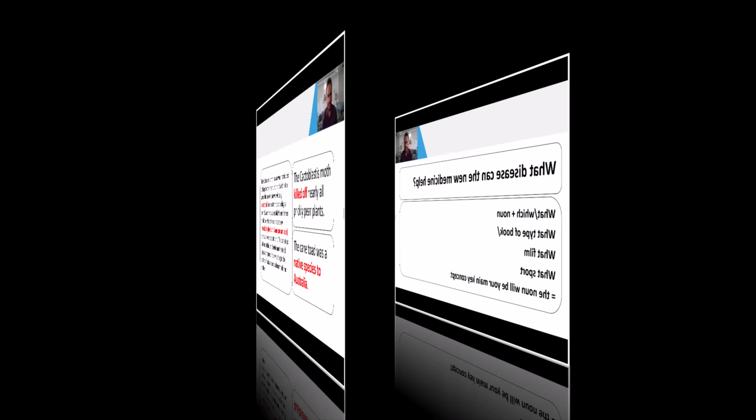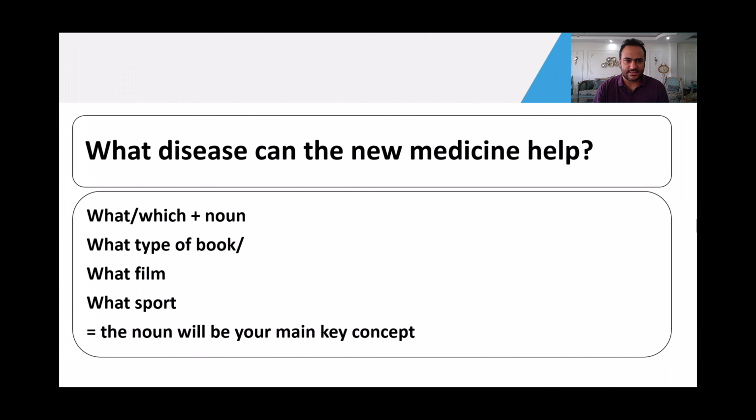Now, let's have a look at these sentences, and we want to choose the keywords. For example, here we have a WH question. The WH question says, what disease can the new medicine help? The keyword that we can choose here, because it's very important, based on the question word, is what disease, because the question is about the type of disease. When we have what or which plus noun, the answer to this is normally what we have to be searching for within the passage.